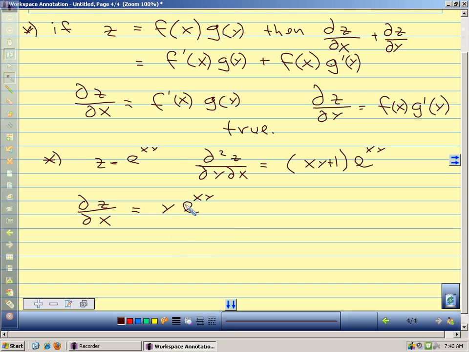And then we want to take the partial with respect to y of this. So we're going to take dy of y e to the xy. So what do we get for this? e to the xy plus xy e to the xy, and this simplifies to this. So this is true.